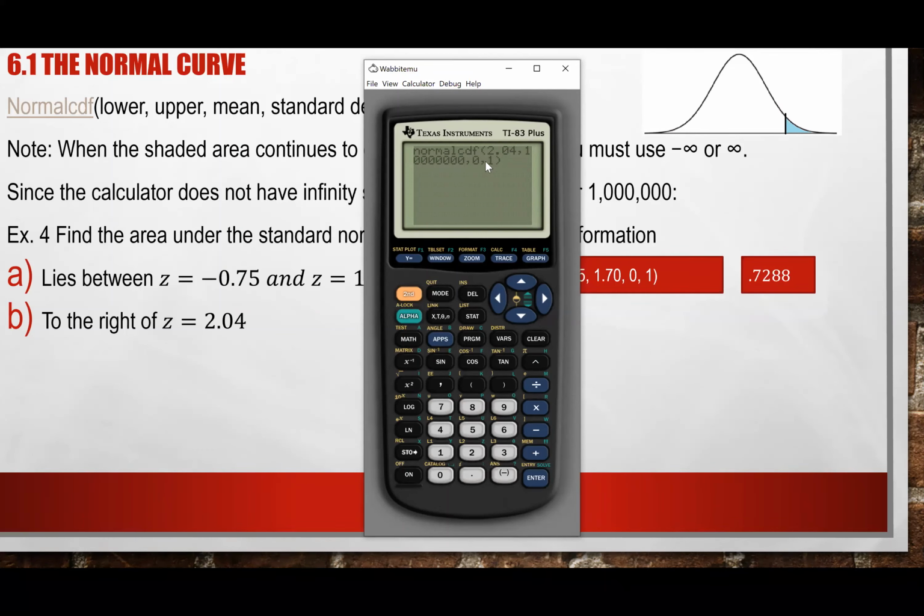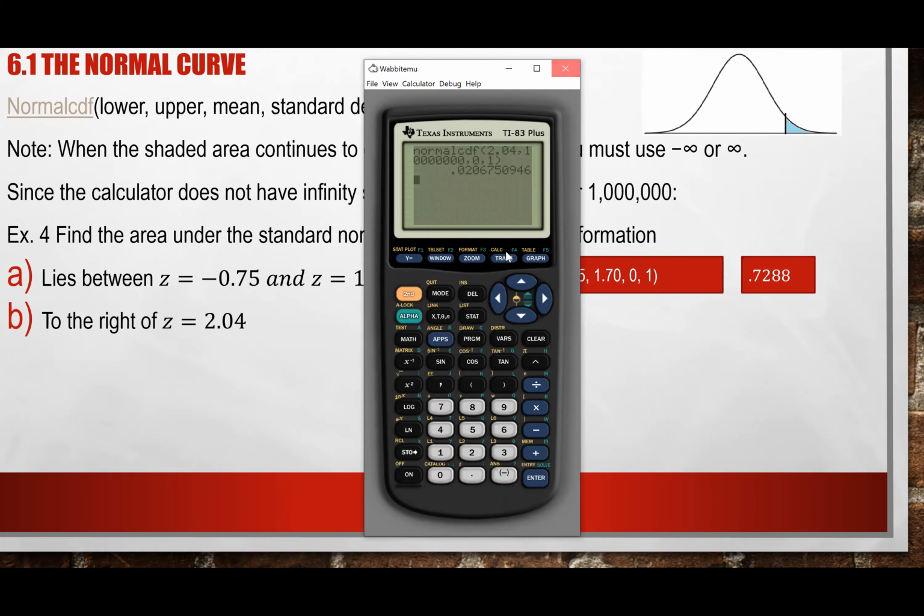Looking at this, because I'm looking for the area on my right, I tell my calculator to calculate from this value, which is 2.04, all the way to a humongous number, which is 10 million, and give me that probability or that area, which in this case would be 0.0207, right?